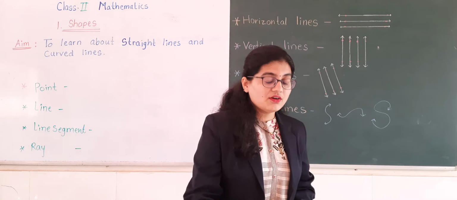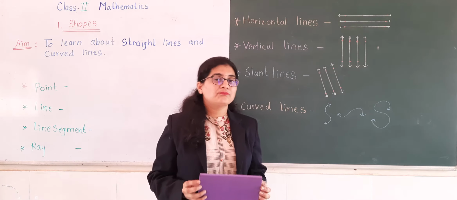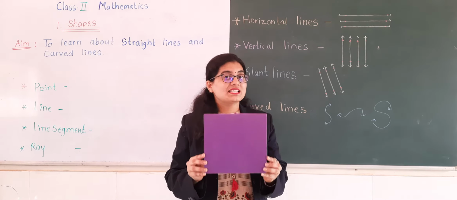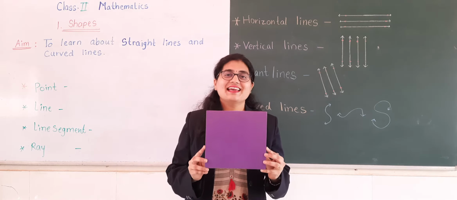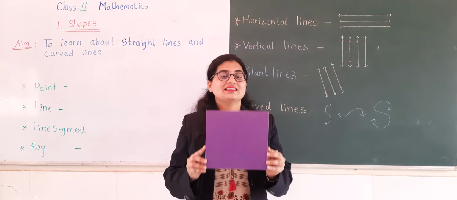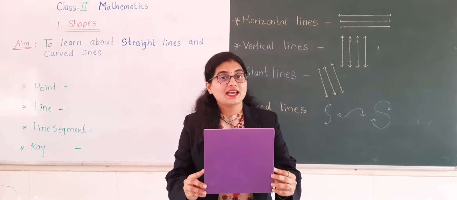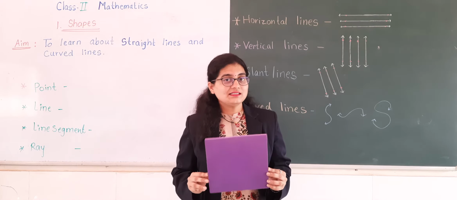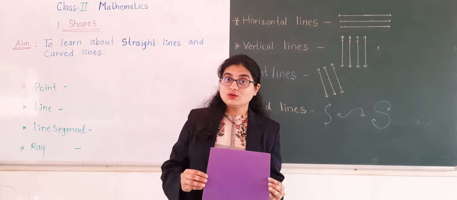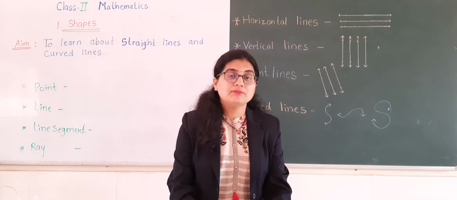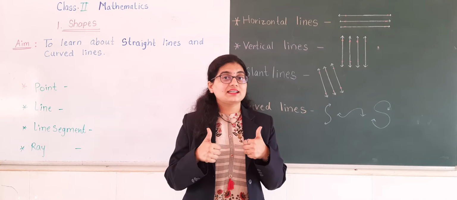Now, I have one more shape with me. Tell me, which shape is this? Can you tell me? Yes, very good. This is a square. Which shape is this? This is a square. Very good. You have named all the shapes correctly.